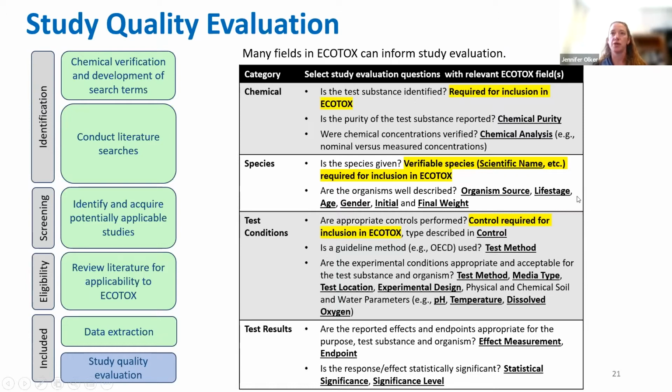Is there a control included? Yes, control is a priority for inclusion in ECOTOX. In addition, a lot of the test conditions and test results include fields that are used for study evaluation, such as what kind of test method was used, what was the experimental design, what were the water quality parameters, what was the statistical significance or significance level, and you keep going on to the whole list here.